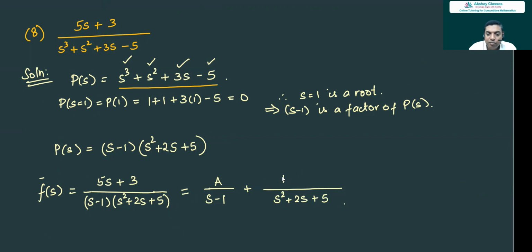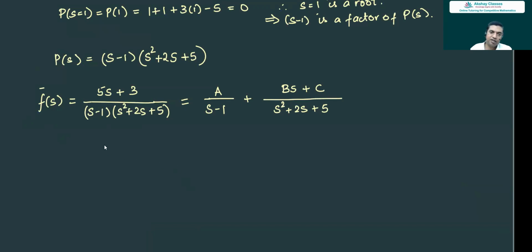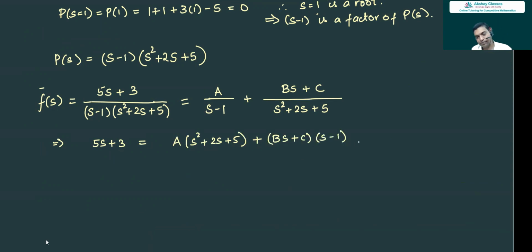So the coefficient will be linear: bs plus c. When we split into partial fractions, there's a quadratic in s in the denominator, so the numerator has to be linear in s, bs plus c. Now we can equate the numerators: A into (s square plus 2s plus 5) plus (bs plus c) into (s minus 1). So we need to find a, b, and c.